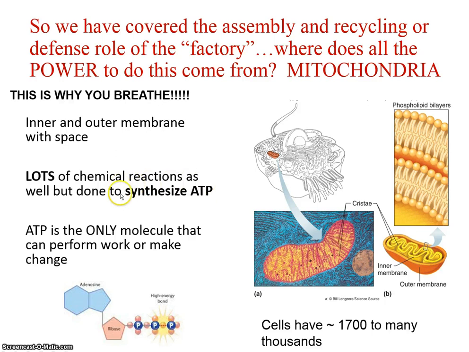So this is really a primary function. That's why we talk about it as the energy organelle. And ATP, of course, is the only molecule that can get jobs done in the body, right? Bring about change. Cells can have a whole variety of numbers of these, but on average, again, there's about 1,700 in a cell, and it can be thousands, especially when you're talking about something like cardiac muscle cells.